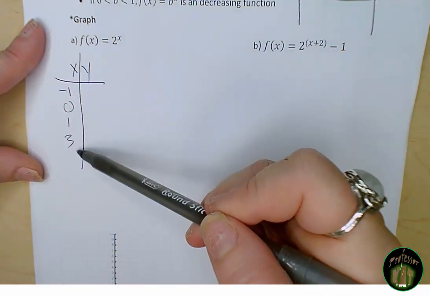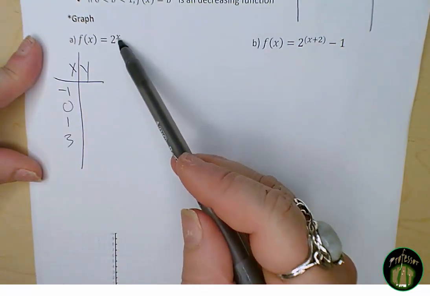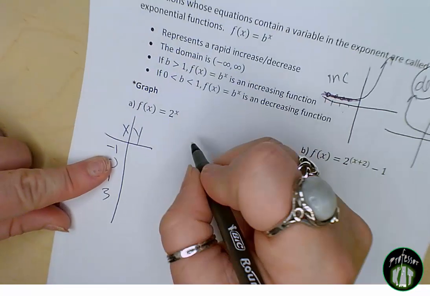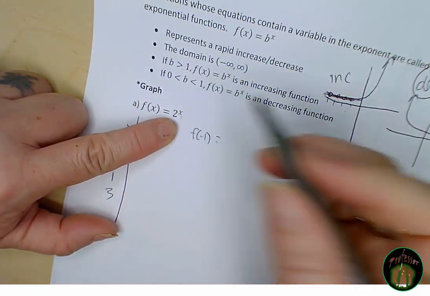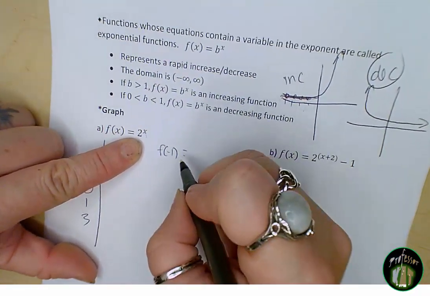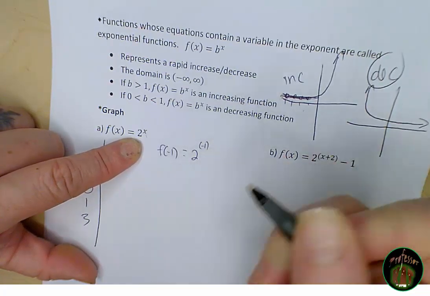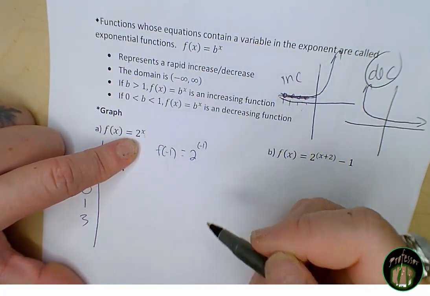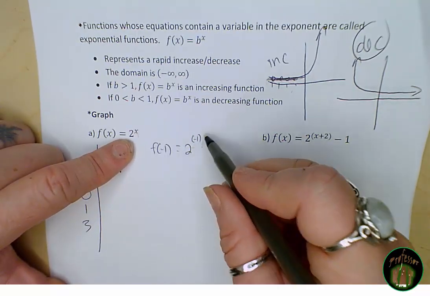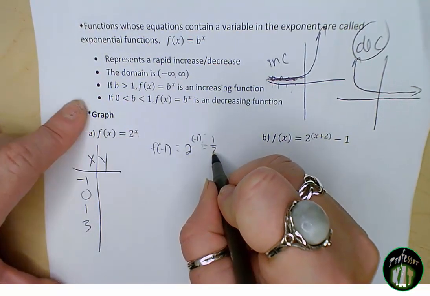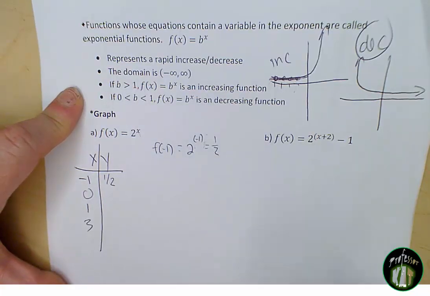So plug in those values directly into your function here. I'm going to find f of -1, which just means I'm going to plug in -1 into x. This is going to look like 2 to the -1. And if you plug that into your calculator, or if you simplify using the negative exponent rule, 2 to the -1 is actually equal to 1/2.